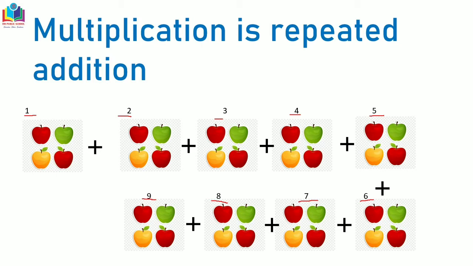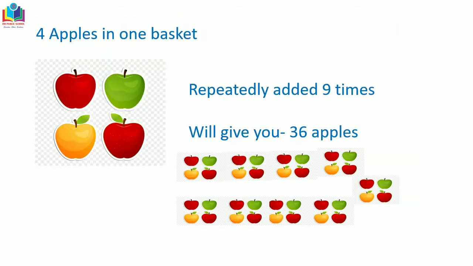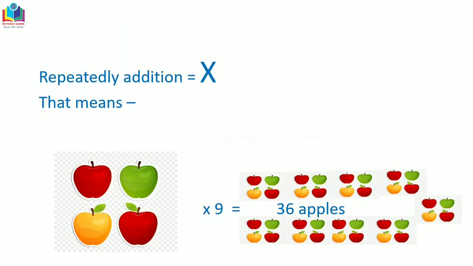This repeated addition is known as multiplication. We have 4 apples in one basket and we are repeatedly adding them 9 times. If you count it nicely, you will get 36 apples together. Yes, but you will have to sit and count 36 apples. Repeated addition means multiplication.